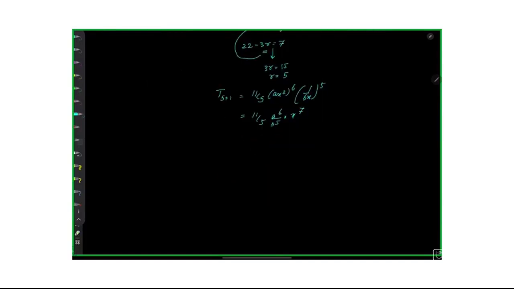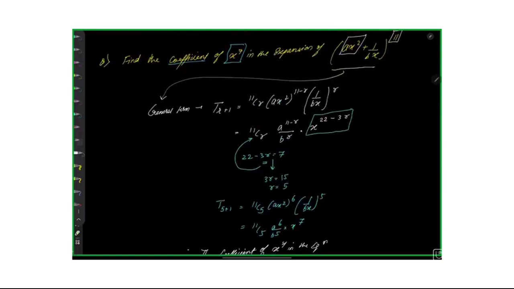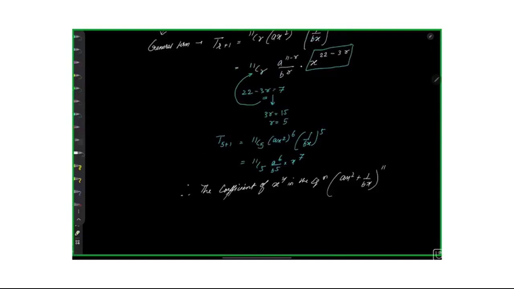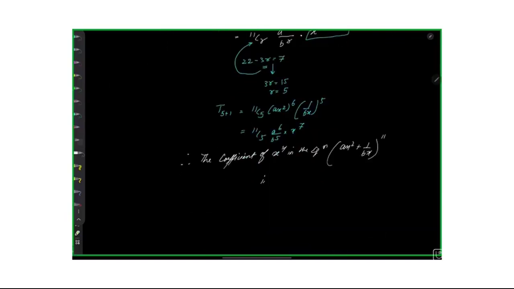Now, therefore, the coefficient of x to the power 7 in the expansion of (ax squared plus 1 by bx) to the power 11 is 11C5 a to the power 6 over b to the power 5, right? This is the coefficient because these are variables. I hope you got the concept of general term.